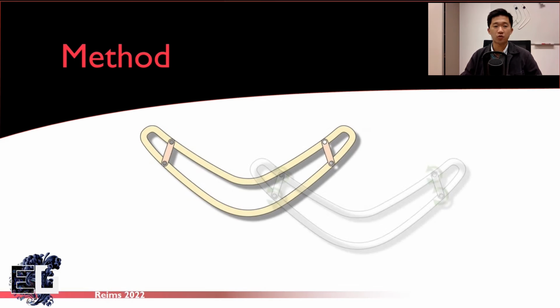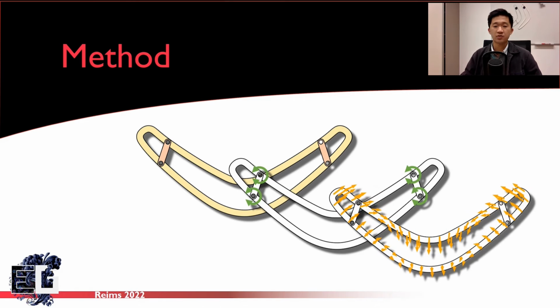So let's dive into our method. In this section, I'm gonna briefly talk about how we model the parts and mechanical joints in the assembly structure, and how we formulate the worst case rigidity as a minimization problem and solve it using eigenvalue analysis.